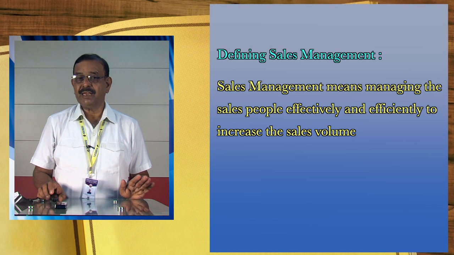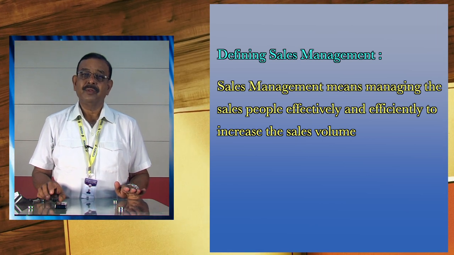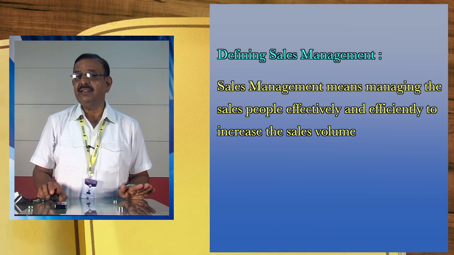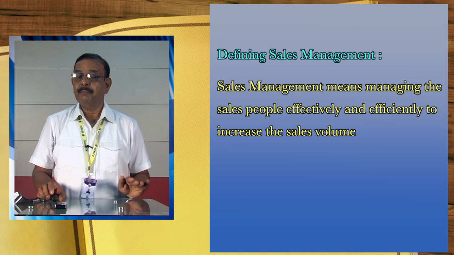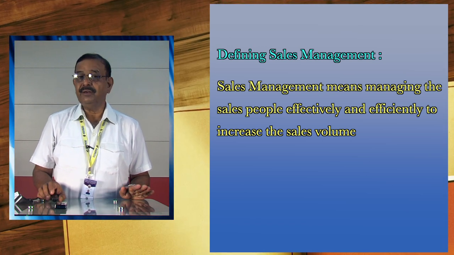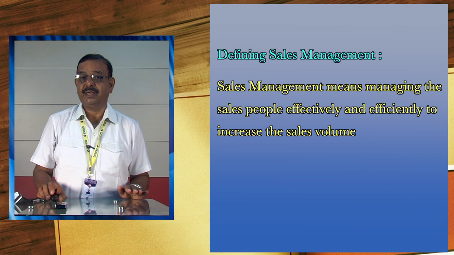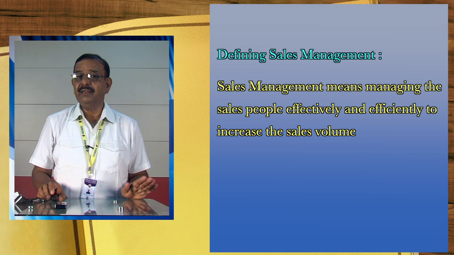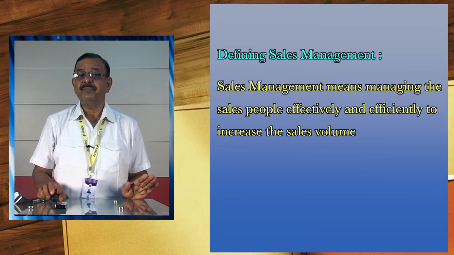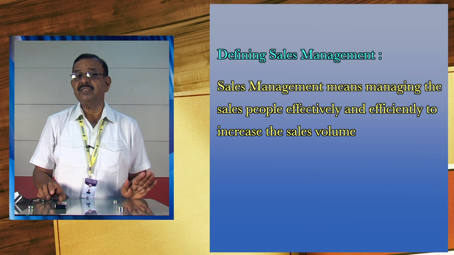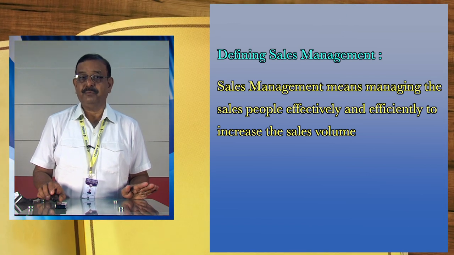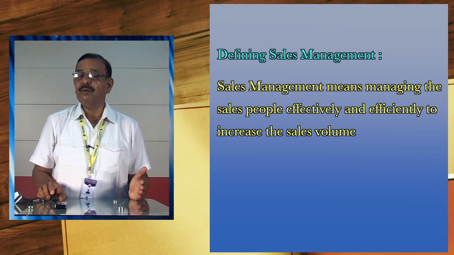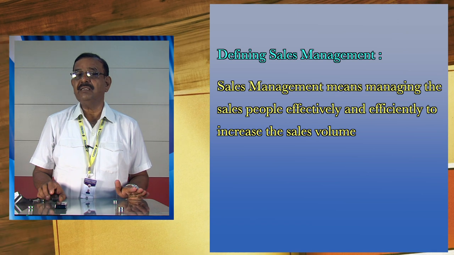But as we know, the marketing mix or promotional mix is basically an integration. So we cannot see anything in isolation, all are interrelated. But for the purpose of understanding, we need to understand the isolated component also. So what is sales management? Sales management is basically the management of the personal selling function. It basically means managing the sales people effectively and efficiently to increase the sales volume. Ultimately, the basic objective of sales management is sales volume, to increase the sales.